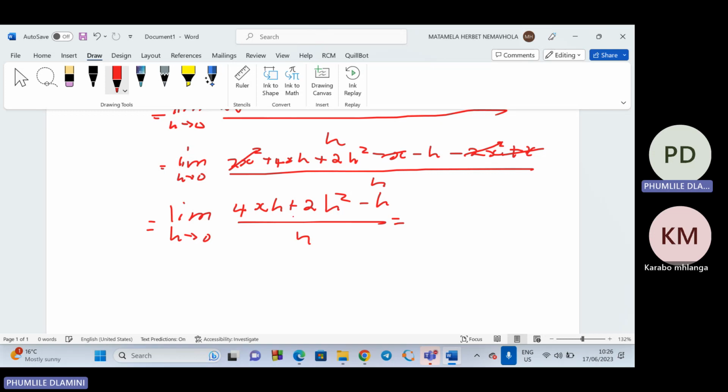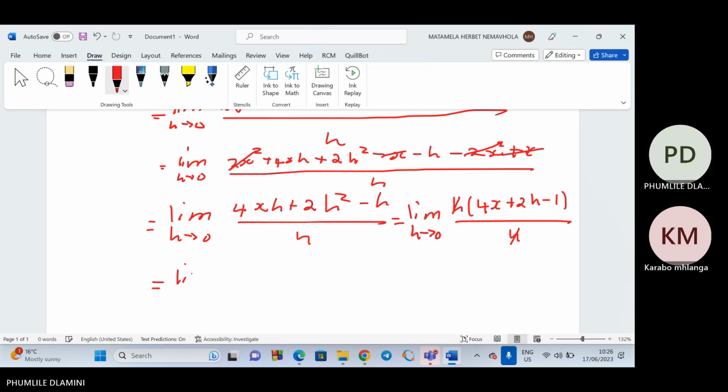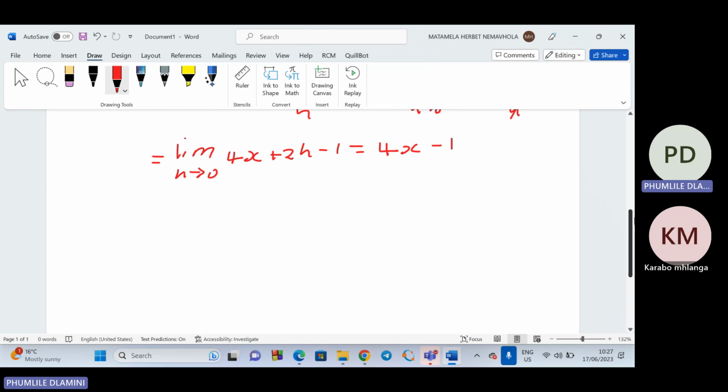So I can take out h here. Then I'm going to be left with the limit as h approaches 0 of h in brackets 4x plus 2h minus 1 over h. So now this h will cancel with this h. Then we're going to be left with the limit as h approaches 0 of 4x plus 2h minus 1. Now, if we put 0 here, you will see that we're going to be left with 4x, where there is h, minus 1.